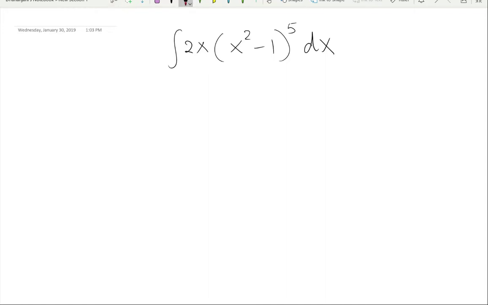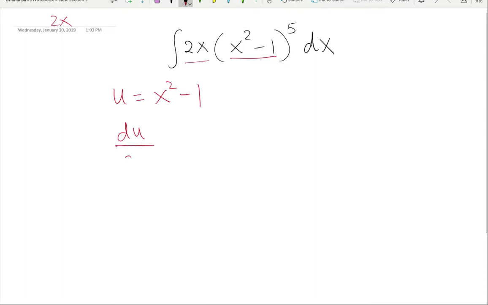First of all, identify the inside function. The inside function here is x square minus 1, right? It's inside the parentheses. So I decide my u to be x square minus 1. Now take its derivative, write it somewhere else. The derivative of x square minus 1 is 2x. Can you see 2x somewhere else? Absolutely yes. So we can use integration by substitution. My u is x square minus 1.